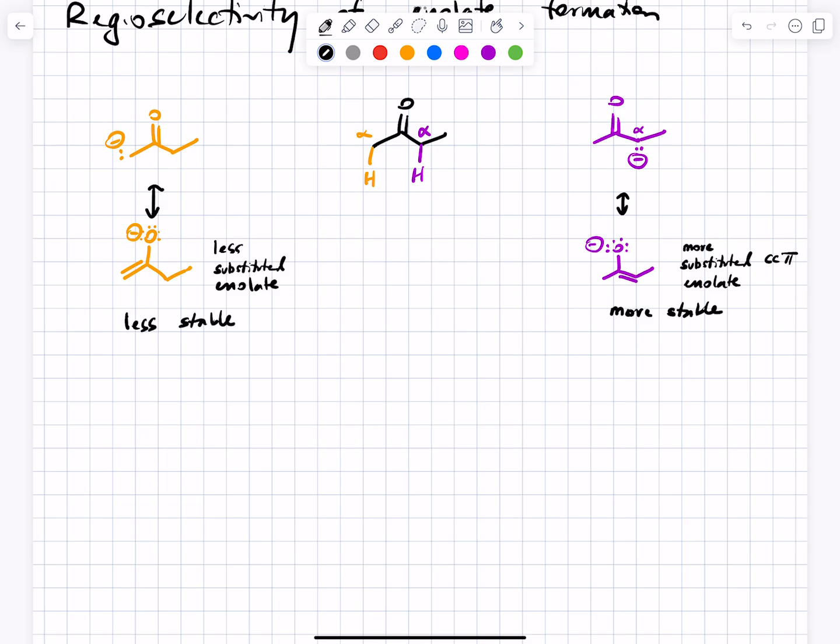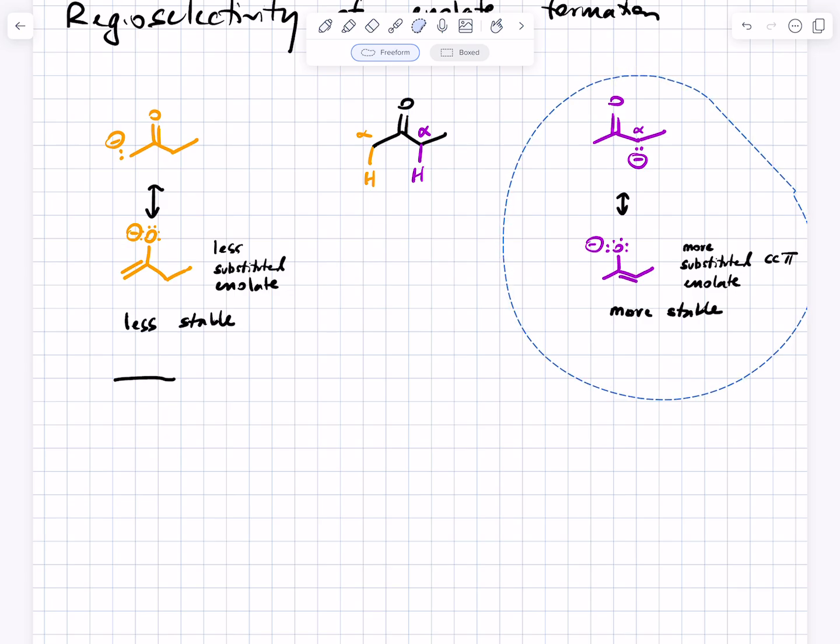If we were drawing an energy diagram, we would put the purple enolate, which is less stable, say at this energy level. And then we would, I get my left and my right.